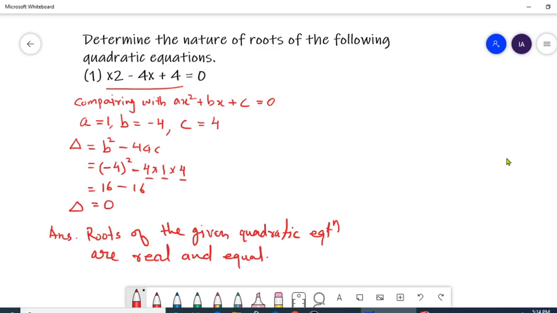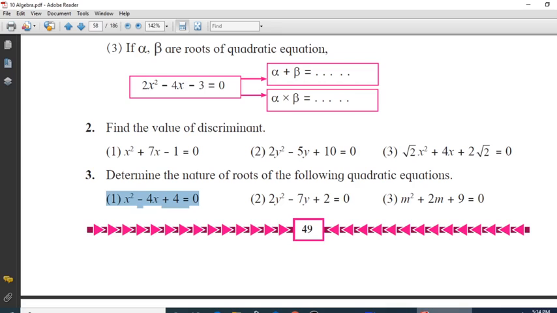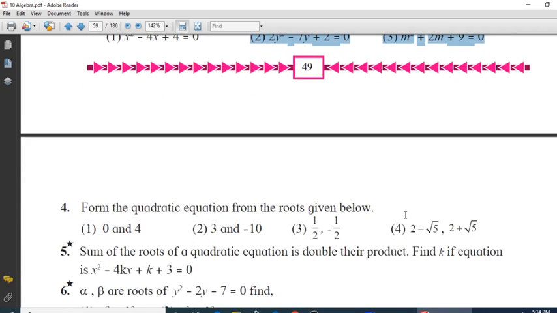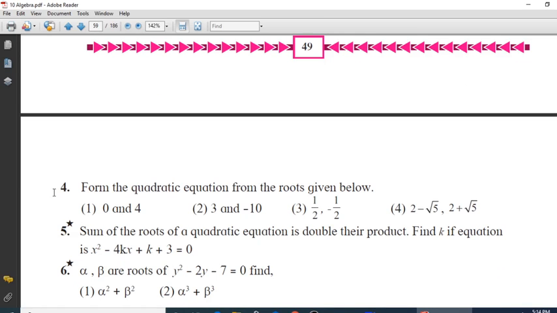This is the complete solution for this question, and this is the way you can write your solution. Now let's move on to the next question. I think we don't need to get the solution of these two questions. You can try these two questions, question number 2 and 3. If you have any difficulty, just let me know in the comment box. I'll provide you the solutions for those questions too.